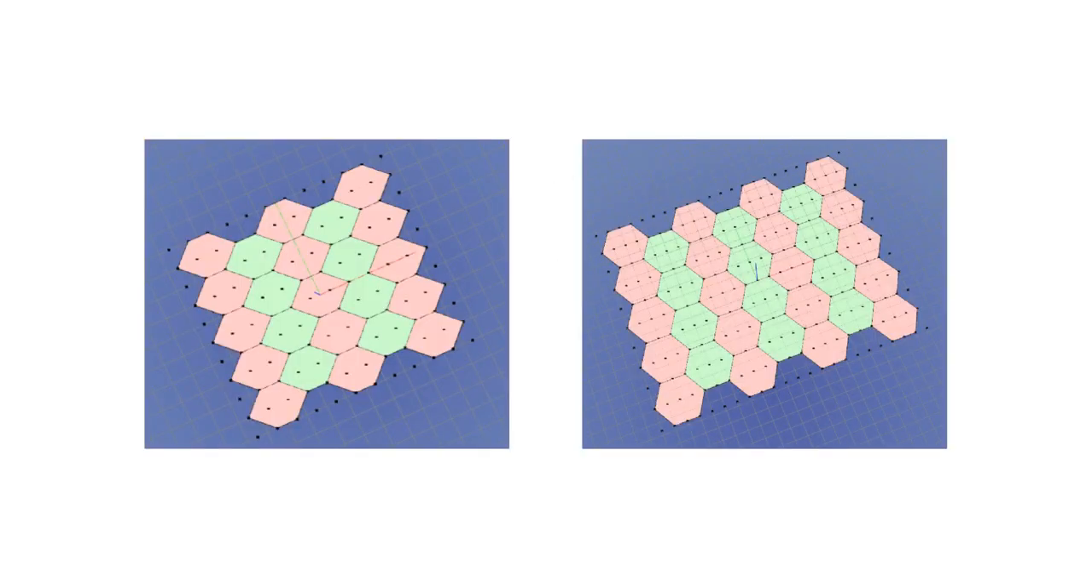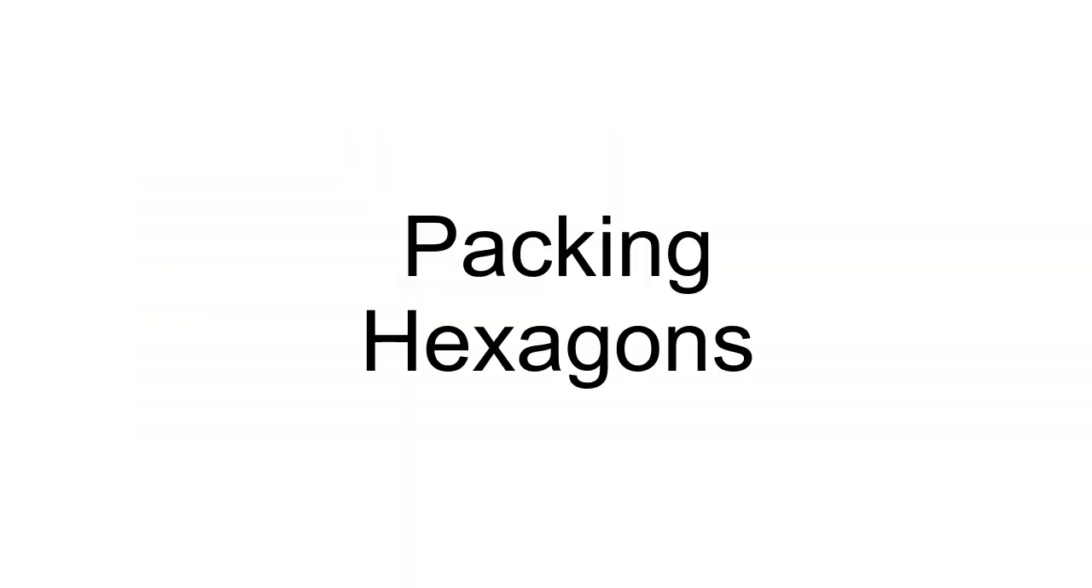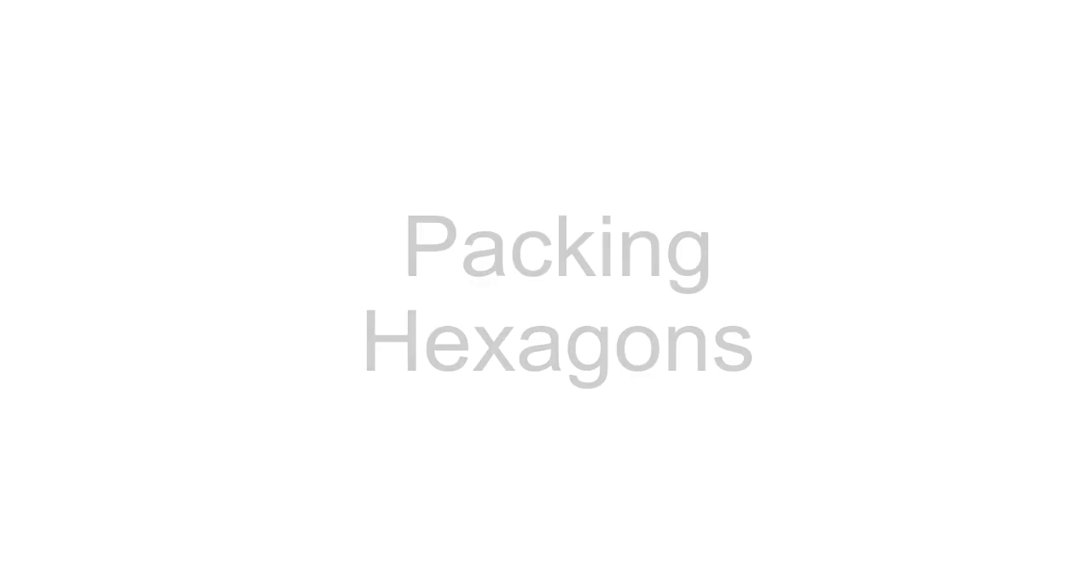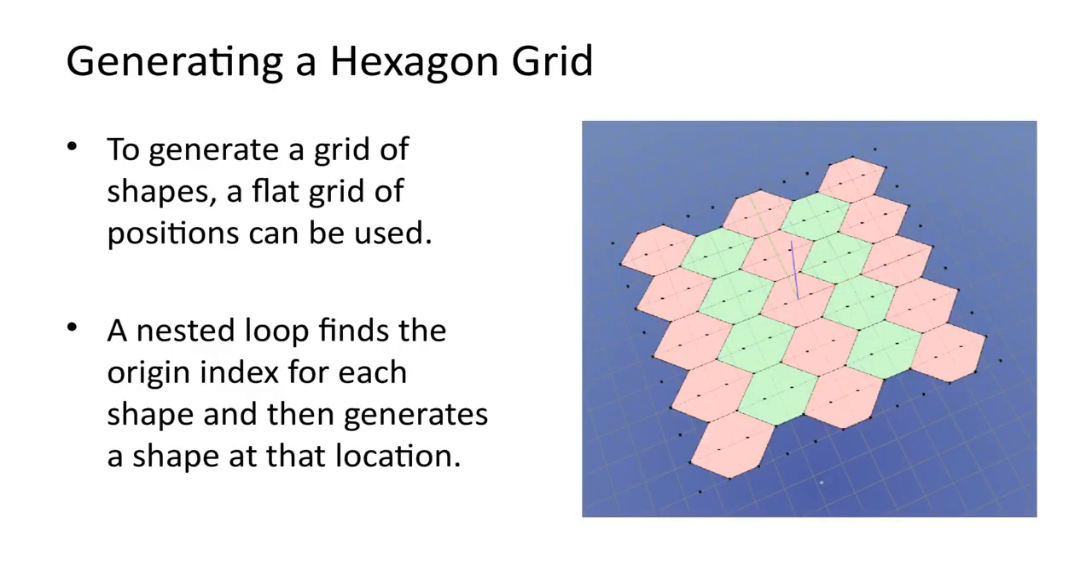In this video, we will look at how to generate packing patterns in Mobius. We will use a flat grid data structure for generating a set of close-packed hexagons. A nested loop is used to move through the grid positions using two range functions. At specific locations, a hexagon will be generated.